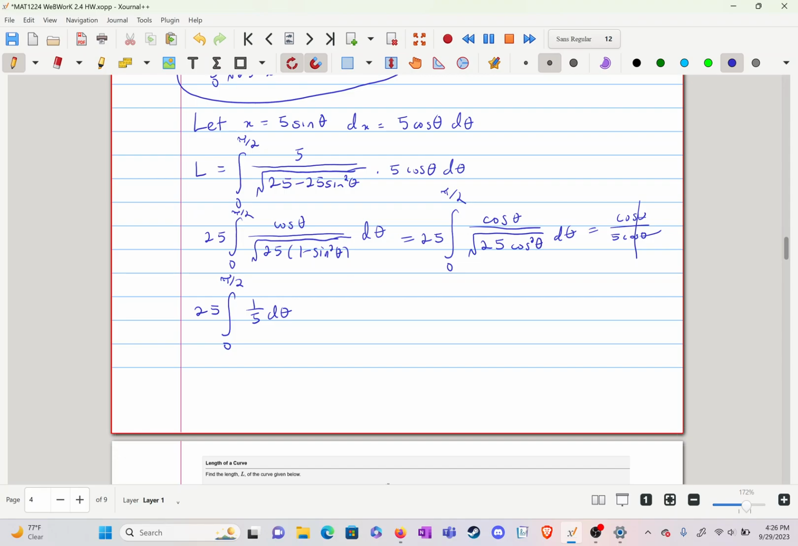And that is simply, take that constant out once again. That's 5 times the integral from 0 to pi over 2 of d theta. That is theta from 0 to pi over 2, which is just pi over 2, times our constant, which is just 5, which is 5 pi over 2, and that is our arc length in exact terms.